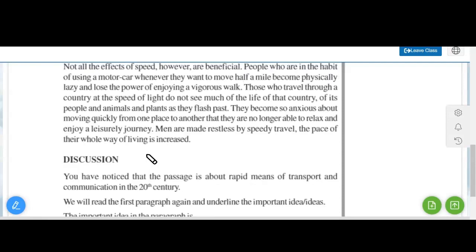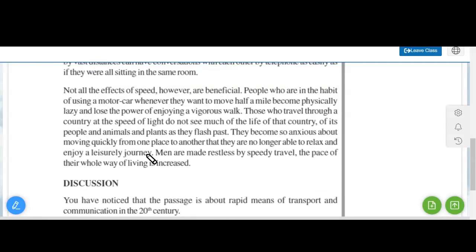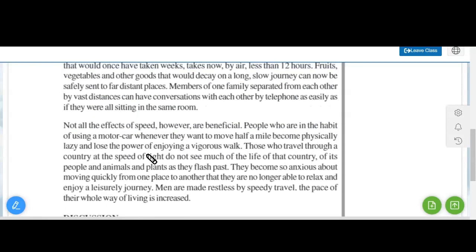But whatever it is, people are in the habit of using motor cars, and they just utilize this time. They don't want to waste this time, and so the author says they have stopped taking vigorous walks, and they used to enjoy the woods and countryside and everything, plants, animals.